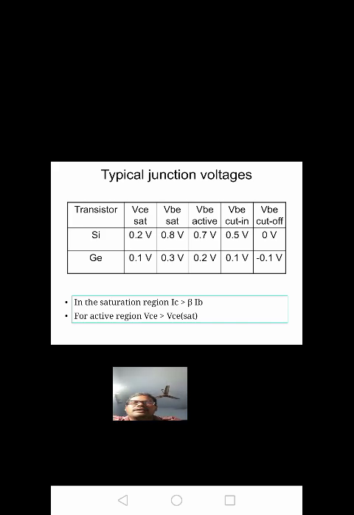Now for germanium, the saturation condition. Suppose the material we are using is germanium: VCE saturation is 0.1 volt, VBE saturation is 0.3 volt, VBE in active mode is 0.2 volts, VBE in cut in mode is 0.1 volt, and VBE in cut off mode is minus 0.1 volts. In the saturation region, the IC value should be more than beta times IB. For the active region, the VCE value should be greater than VCE saturation.